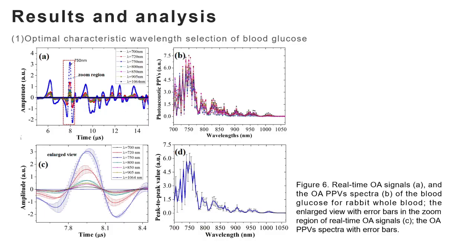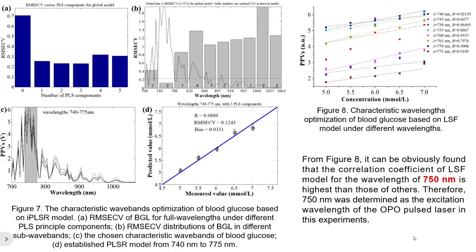And the real-time optoacoustic signals for the different glucose with different concentration and different irradiance wavelengths were obtained, which are shown in figure 6. And the optoacoustic PPBS spectra from 700 to 1064 nanometer were also obtained. In order to get the optimal characteristic waves of the blood glucose, the interval PLSR model was used.